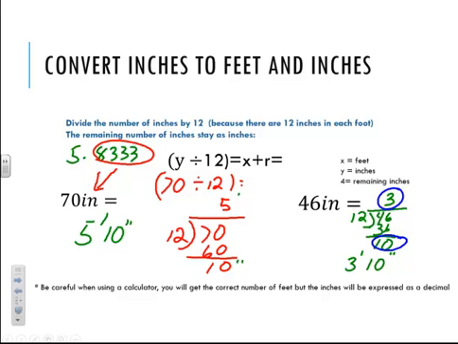So even if you use the calculator, make sure that you use it to get the right number of inches, not a decimal equivalent of those inches. Other than that, you should be okay.